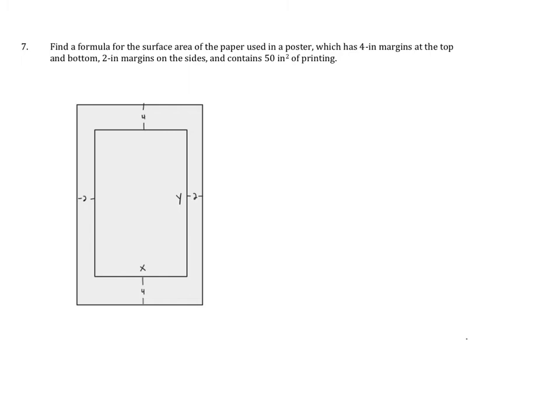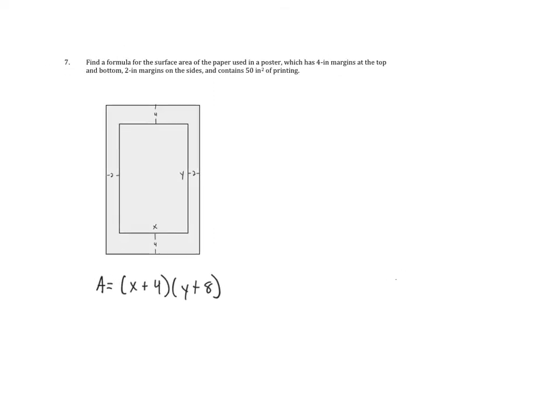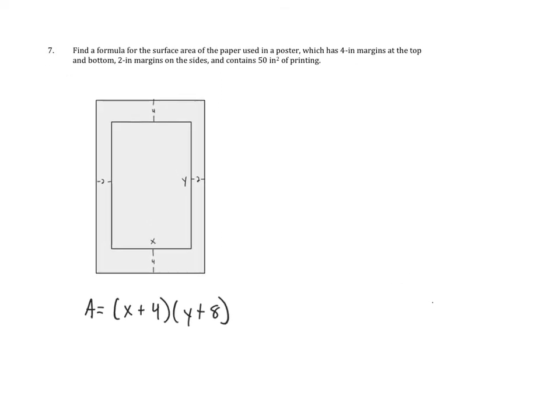Okay, so that means this area is x plus 4 times y plus 8. Okay, and then they say that the printable area is 50. So that's this area where the print is going in this poster. These are just the margins on the outside. And that has to be 50, so x times y is 50.